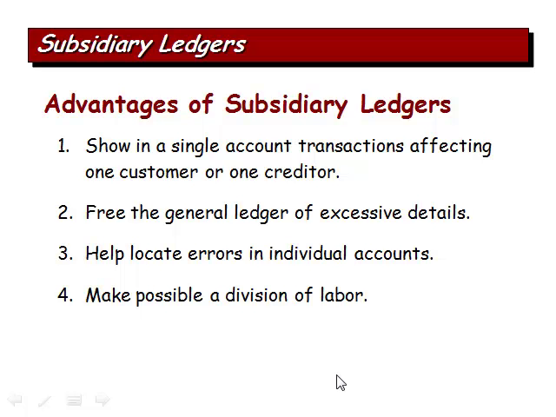Advantages: you can show in a single account transactions affecting one customer, one creditor, as opposed to merging a whole bunch of them. It gets all the detail out of the general ledger, which would get real crowded if we recorded every little thing in there. It helps locate errors in individual accounts, and it makes possible division of labor. We can divide up our duties that way.